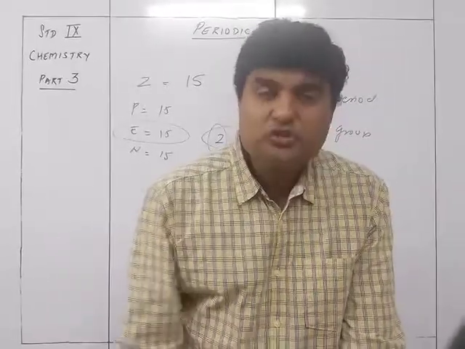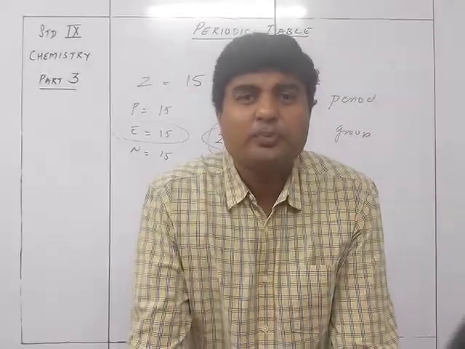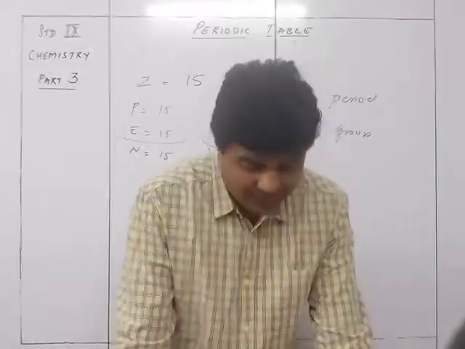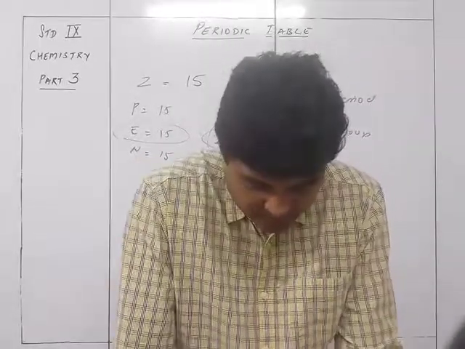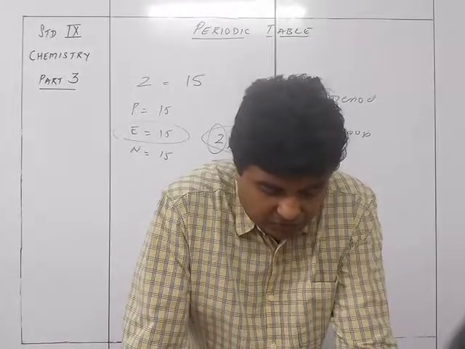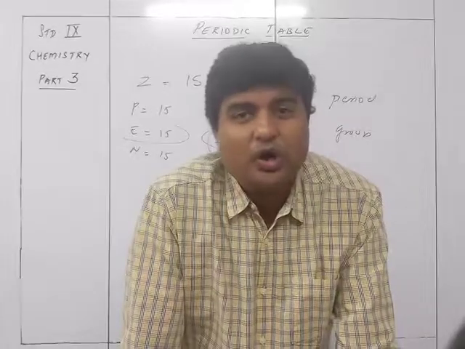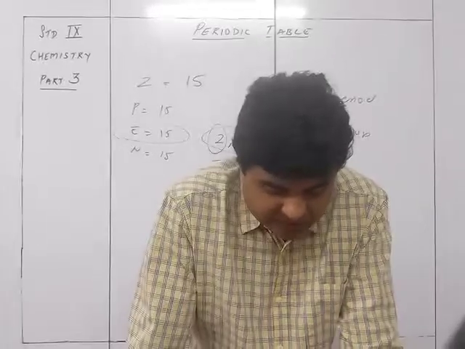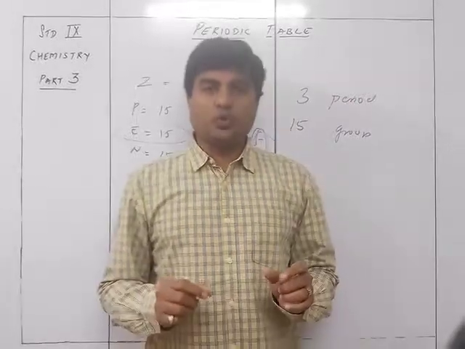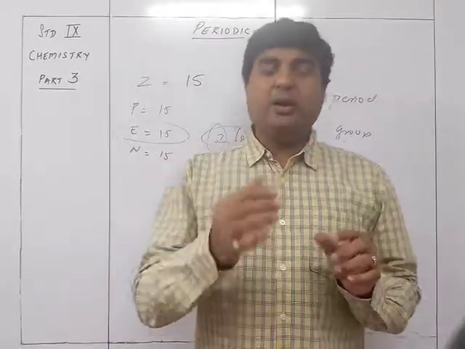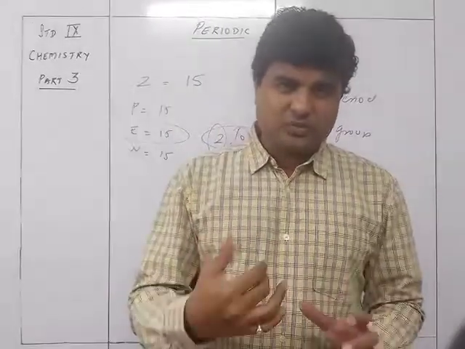Now, in spite of all these features, there is a drawback, and that is the position of hydrogen. In spite of the superiority of the long form of the periodic table, it has a few defects, which include the position of hydrogen, which can be placed at group 1 or group 17, and the position of lanthanides and actinides. See, lanthanides and actinides are placed in period number 6 and 7 as a separate group altogether. So that's why it is separate.